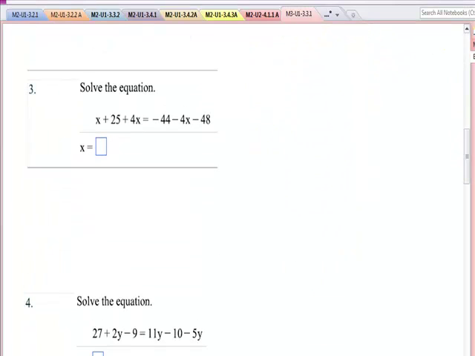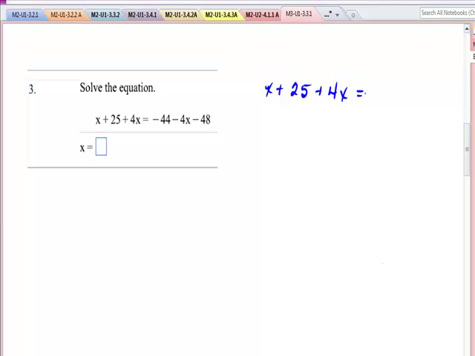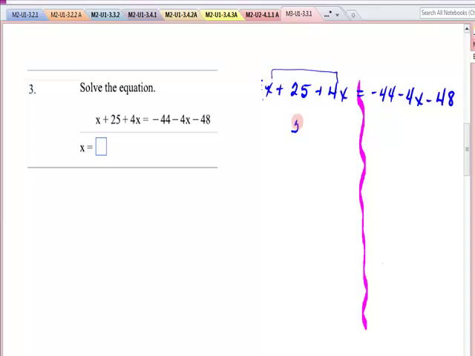All right, number 3. I have x plus 25 plus 4x is equal to negative 44 minus 4x minus 48. This looks a little longer. Usually when a problem looks long, what it means is you're going to have quite a few simplifying steps, or at least some simplifying. All right, on the left side, there's no distributive property, but I do have some like terms. I have implied 1x and 4x makes 5x plus 25. I haven't changed the value, I just changed the look of the left-hand side.